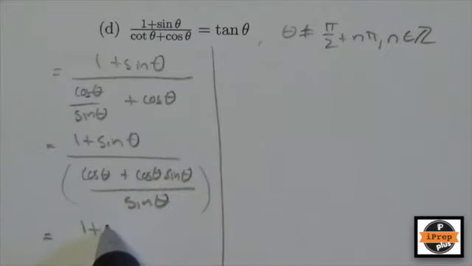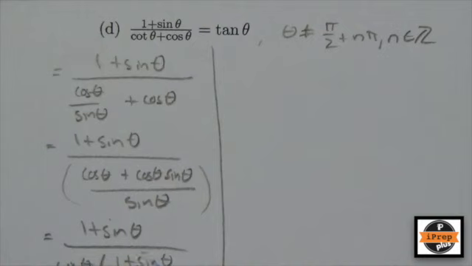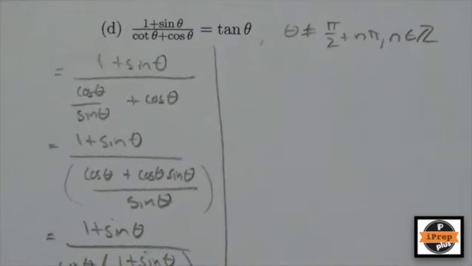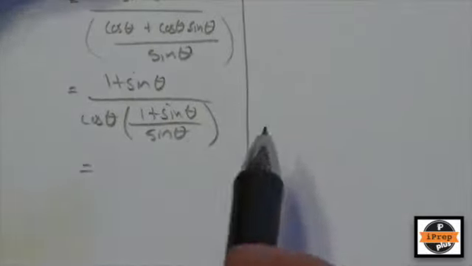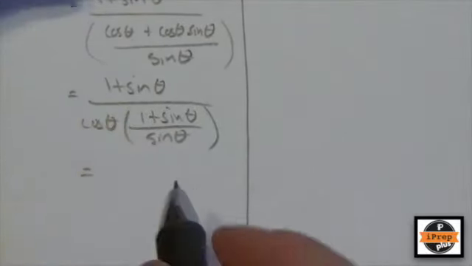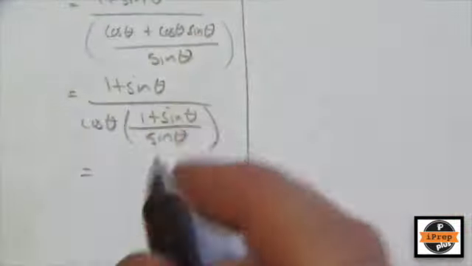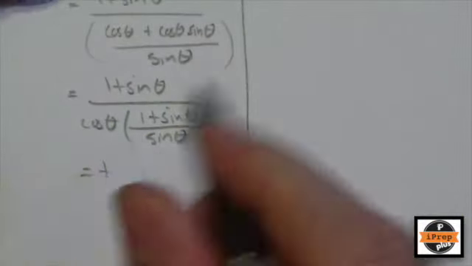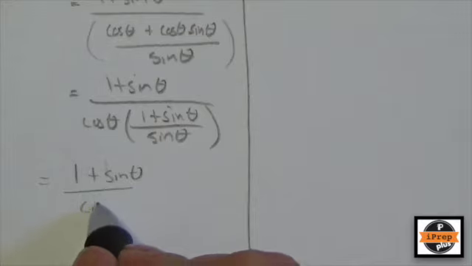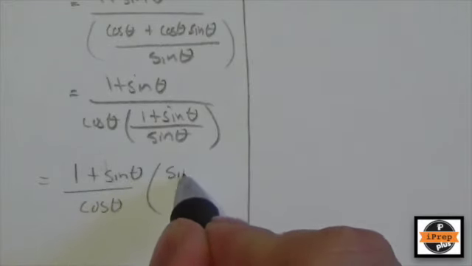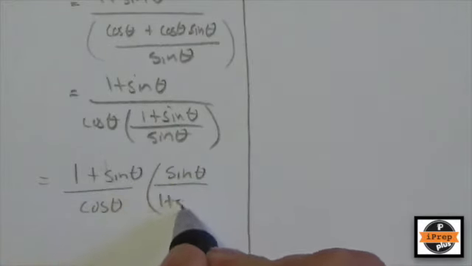So this will be 1 plus the sine of theta over the cosine of theta, and then I'm going to be left with 1 plus the sine of theta over the sine of theta. Oops, sorry, can't see that. Okay, now look at this, 1 plus sine theta, 1 plus sine theta. Now what I'm going to do here is multiply by the reciprocal, because I'm dividing by a fraction, so I'll give myself a little bit more room here. This will become 1 plus the sine of theta over the cosine of theta, and I'm going to multiply by the sine of theta over 1 plus the sine of theta.